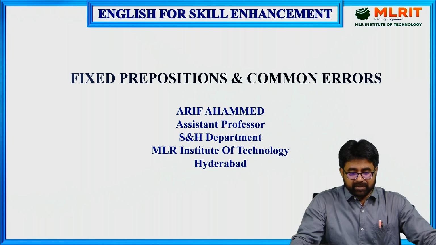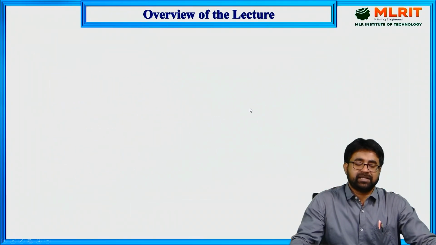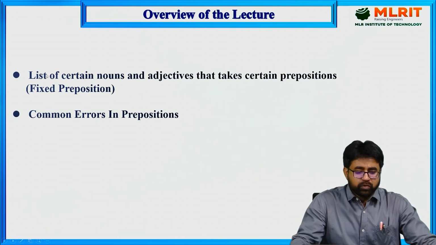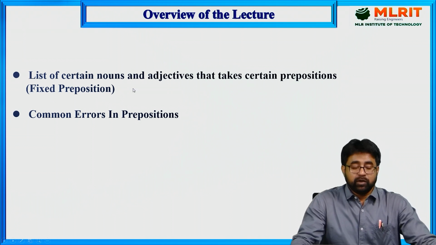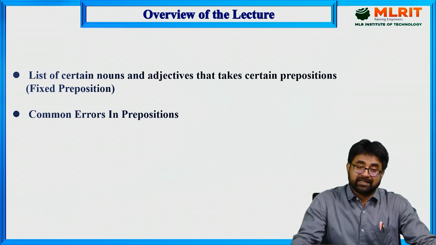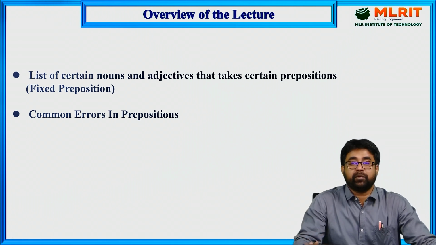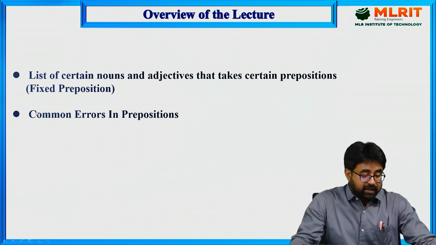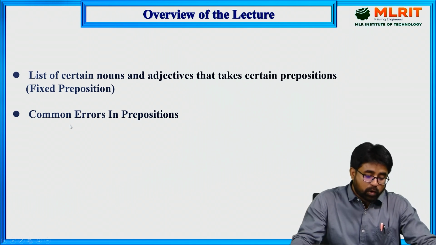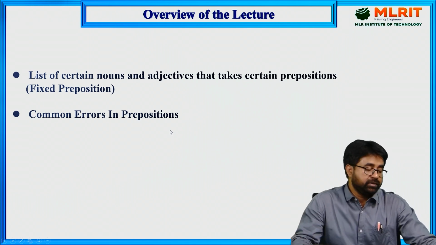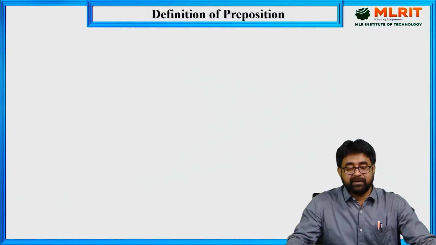So let's see the overview of today's lecture. Two things basically: a list of certain nouns and adjectives that take certain or fixed prepositions. They always take certain prepositions only. And another thing I will be talking about in today's lecture is a few common errors that we commit while using prepositions.